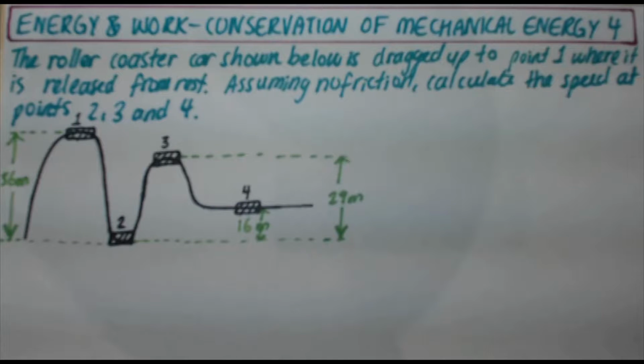Physics in the Flesh. Let's do another conservation of mechanical energy problem. The roller coaster car shown below is dragged up to point 1 where it is released from rest. Assuming no friction, calculate the speed at points 2, 3, and 4.